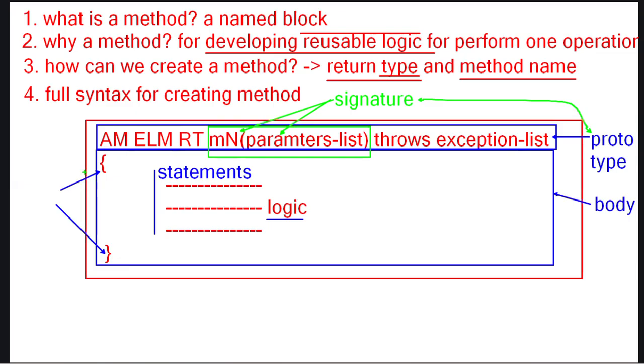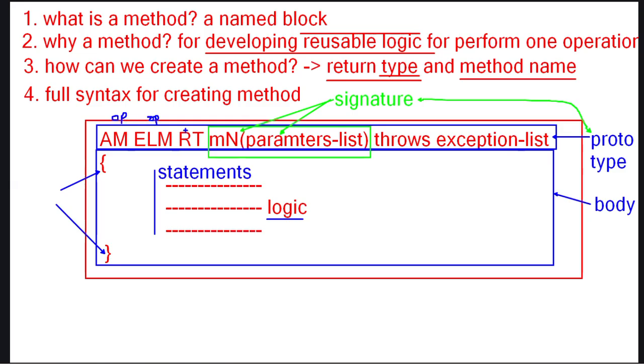No. The complete thing, end to end, from accessibility modifier to exception list, all 6 portions, is called the prototype. Only the method name and parameter list is called the signature. Among all, which part is mandatory? If you want to create a method, must I use all parts? Not required. Accessibility modifier is optional.